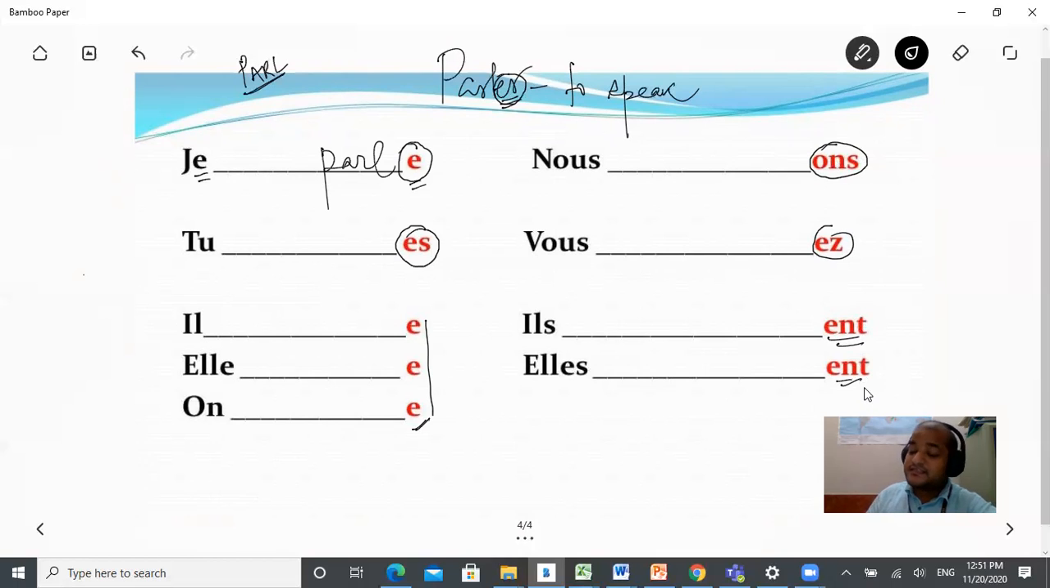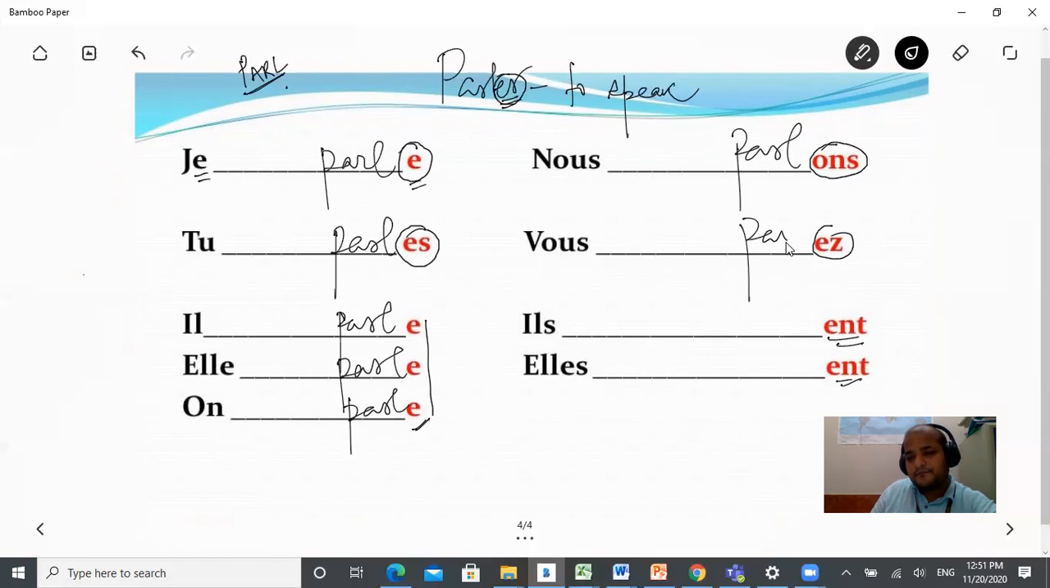Now we'll be using these in sentences when we form sentences with this verb parler. So we have the remaining thing parl, and we'll be putting this everywhere with all the subject pronouns. Parle, parles, parle, parlons, parlez, and P-A-R-L-E-N-T. While reading the sentences, we will read this complete thing, the subject pronoun and the conjugated form of this verb.